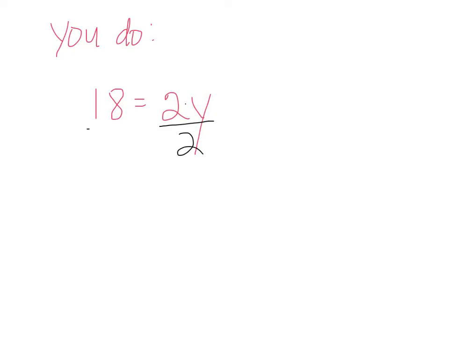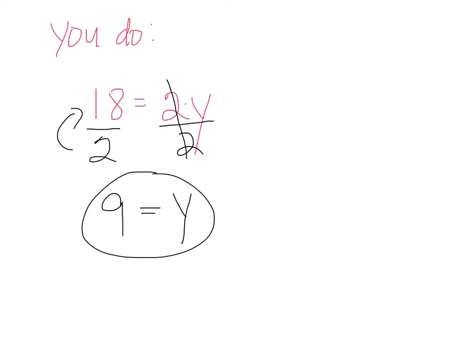And if I do that to that side, I have to do that to the other side. 2 fits into 2 once, which cancels that out and leaves me with just the 1y. 2 fits into 18 9 times. You should have gotten y equals 9. That should have been the answer you got. Hopefully that's what you got.